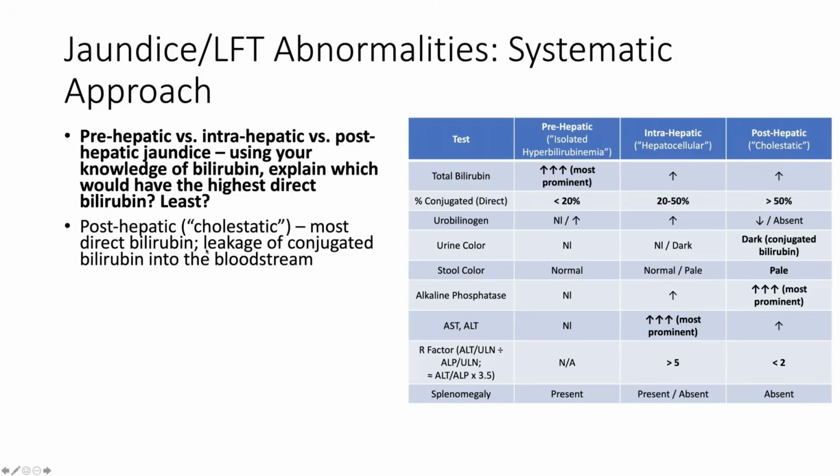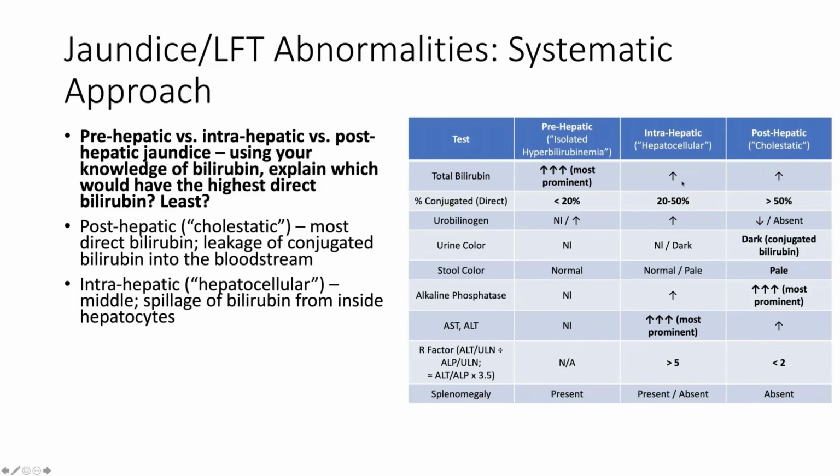Good. So post, right? Because the liver is fine in posthepatic, so you can conjugate just fine. The problem is that the conjugated bilirubin, for whatever reason, cannot make it into your GI tract. So there's cholestasis, right? So that would have the highest conjugated bilirubin. Intrahepatic is going to be in the middle. You're conjugating some of it, but because of damage to the liver cells themselves, you're going to have spillage of bilirubin from inside the hepatocytes.